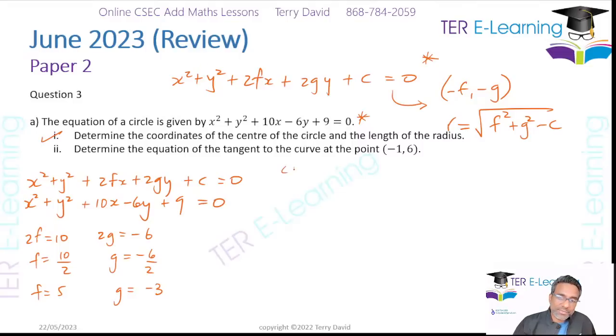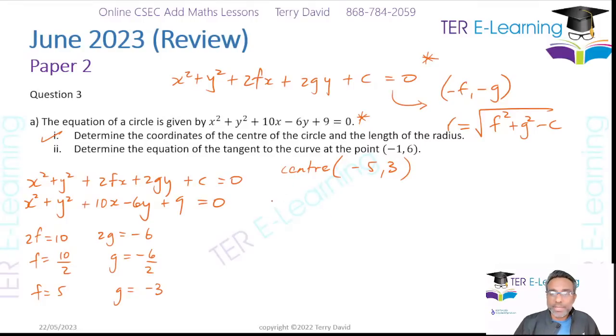So the center of the circle here is going to be minus 5, positive 6. That's going to be the center of the circle here. Sorry, positive 3, my bad. Right, this is 3. So it's minus 5, positive 3.